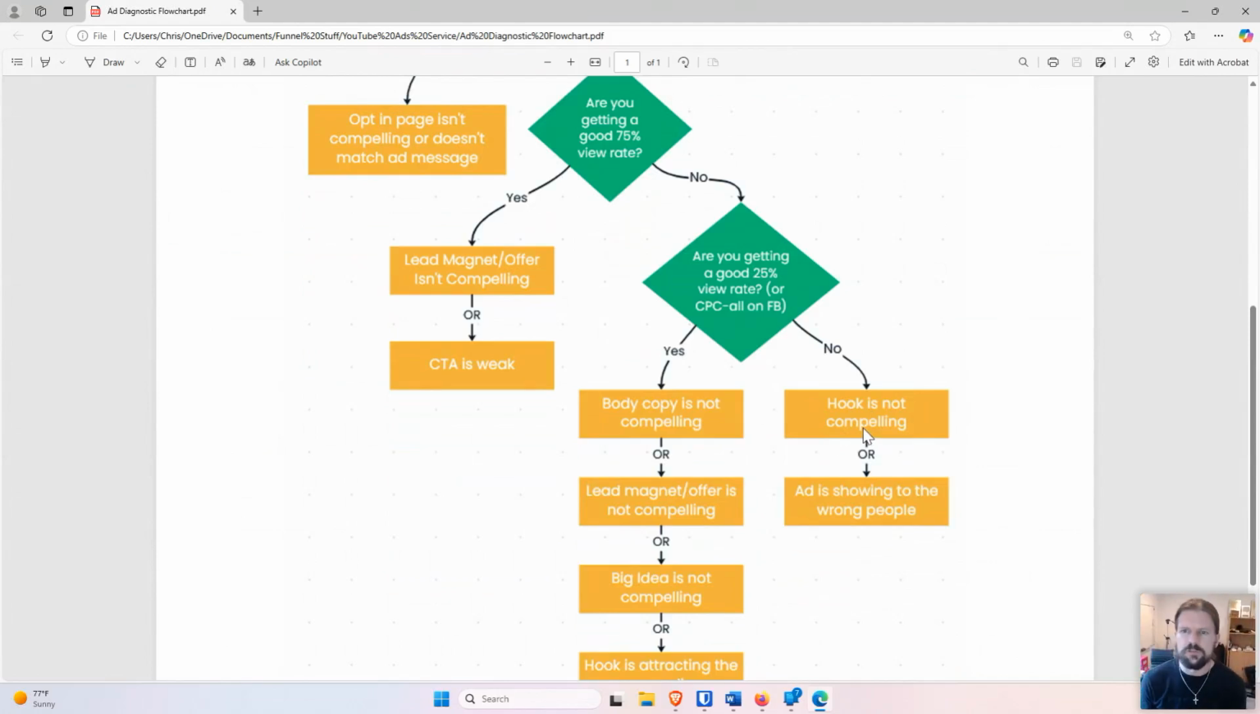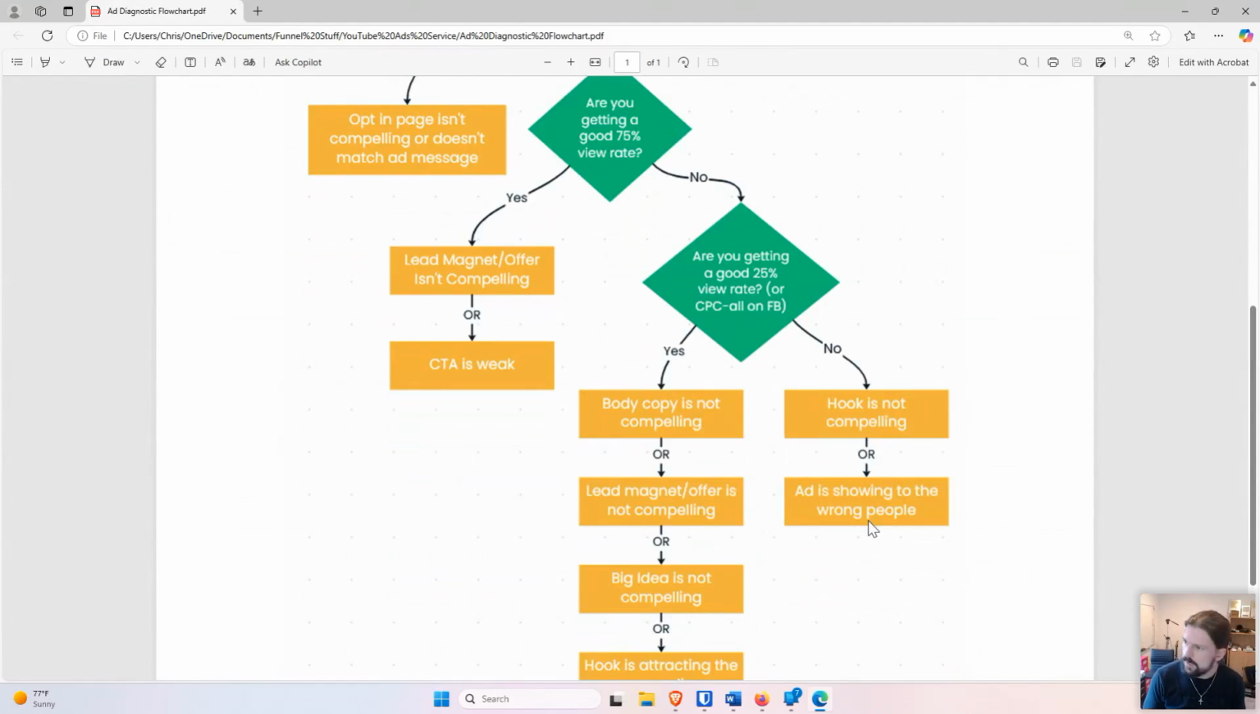That whatever you say first, like the first line of the text or the headline, is not getting people's interest, or your ad is showing to the wrong people. So it could be that your hook is good, but it's not showing to the sort of people that are likely to be interested in what you're saying in your hook, right? So it's going to be one of the two of those.